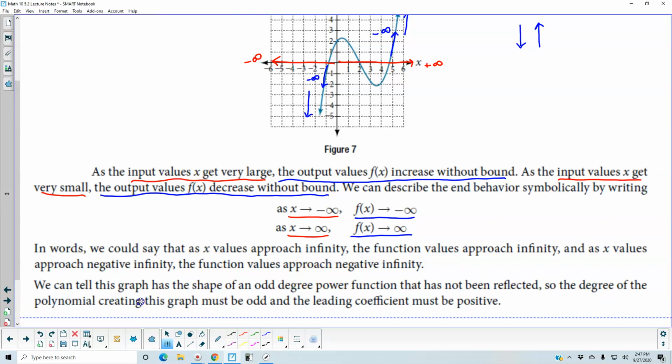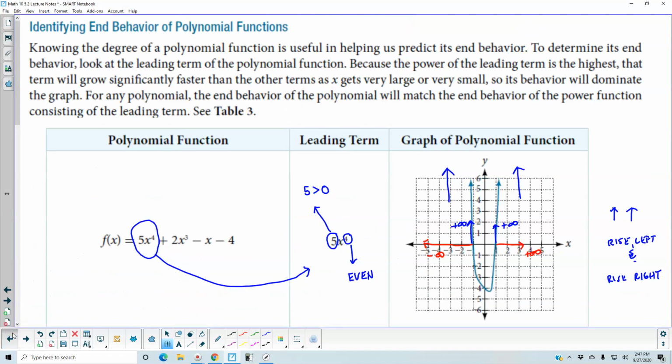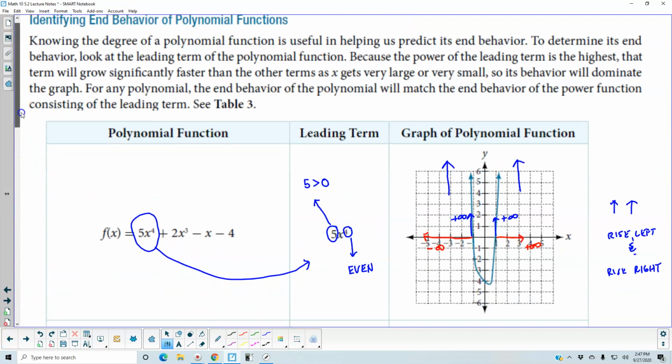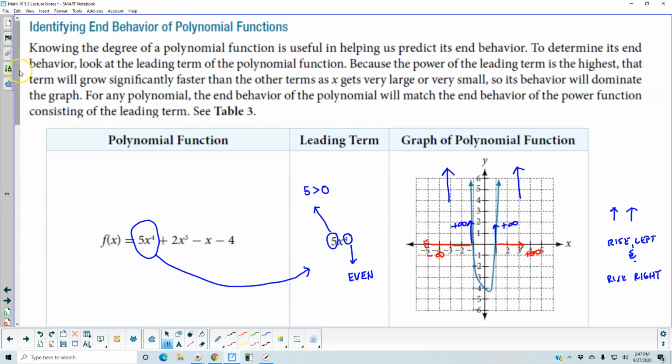Well, we can tell this graph has a shape of an odd degree power function that has not been reflected. So the degree of the polynomial creating this graph must be odd, and the leading coefficient must be positive. Well, let's go back to our definitions. Okay, so there's 4 scenarios of identifying end behavior of polynomial functions.